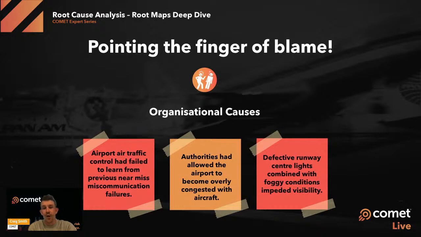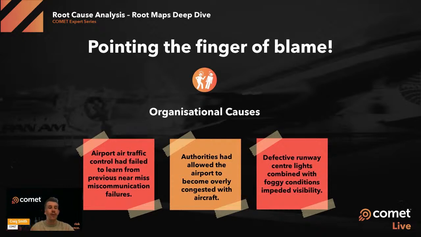And not only did we have the difficult weather conditions on the day, but there were also equipment issues through defective runway center lights, which also made it difficult for the flight deck crews on the aircraft to safely navigate through that unfamiliar airport. So again, is it as simple to say that the communication between the KLM pilot and the air traffic control caused this incident? Of course not. There were other factors involved that could have been managed better that may well have prevented this from happening.